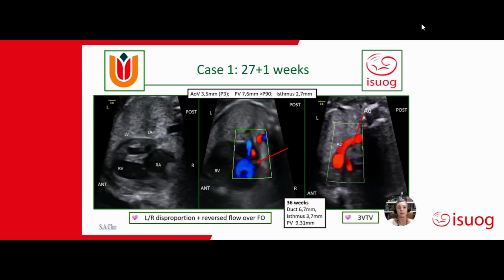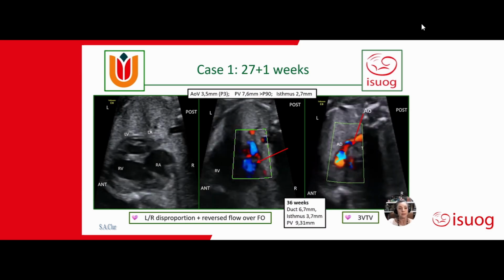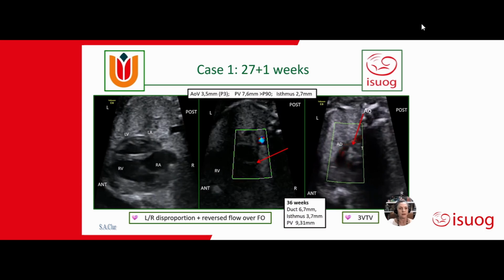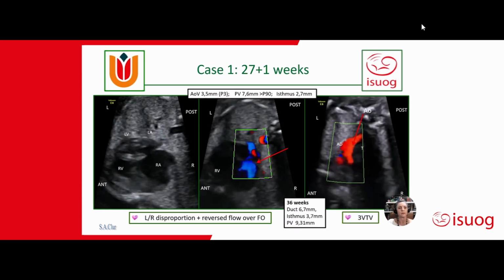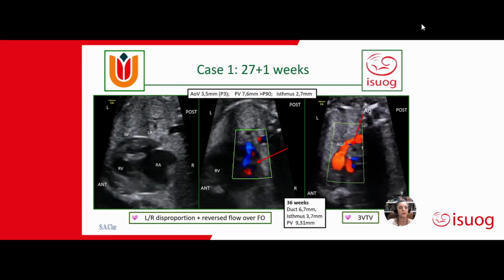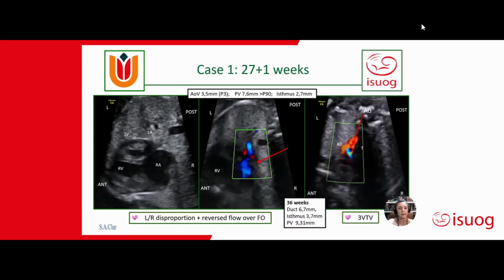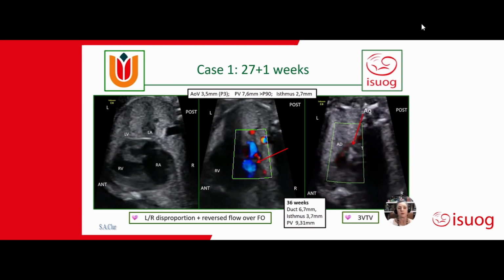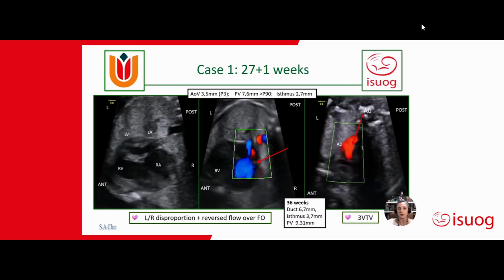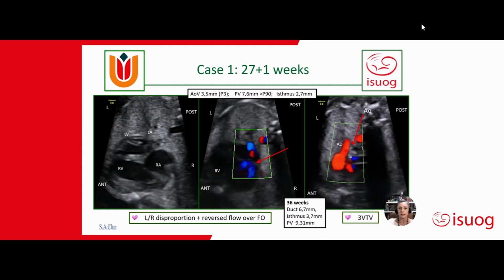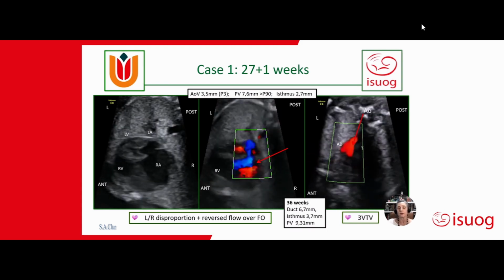As such, we saw her again at 27 weeks, and we can see that at 27 weeks, the left to right disproportion is much more evident. We can see a small left atrium, a small mitral valve, a small left ventricle, and a rather dilated and large right atrium and right ventricle. In the middle, we can see the pulmonary venous return from the lung going into the left atrium and passing from left to right through the foramen ovale.